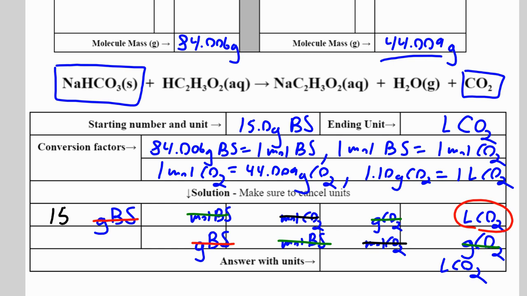So we have 15.0 grams. We have 84.006 grams of baking soda is equal to 1 mole of baking soda. We have a 1-to-1 mole ratio, which I get from the equation. Both coefficients are 1. And then for every 1 mole of CO2, it's 44.009 grams. And every liter is 1.10 grams per liter.